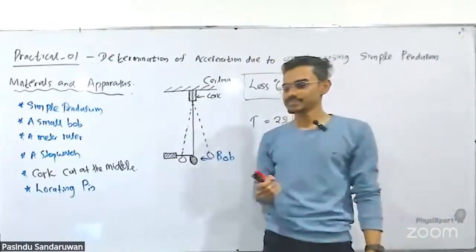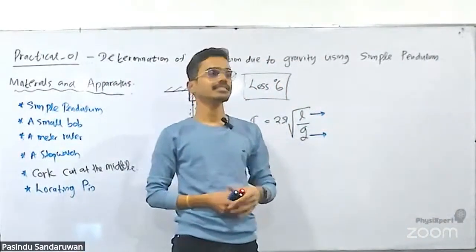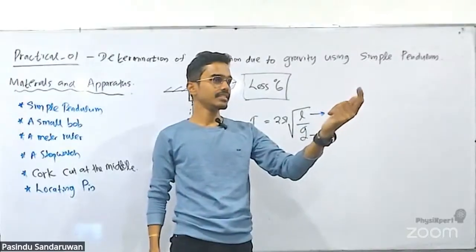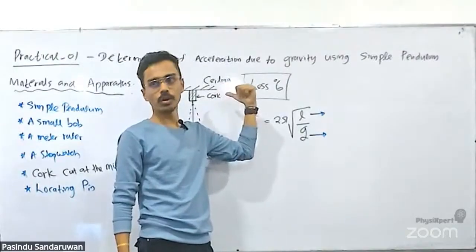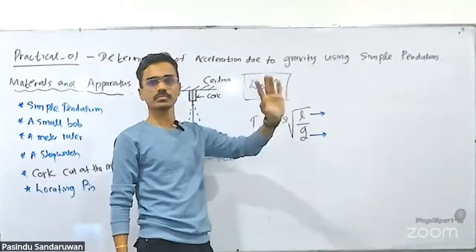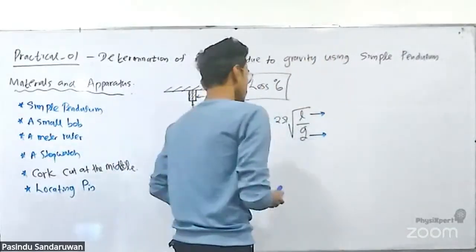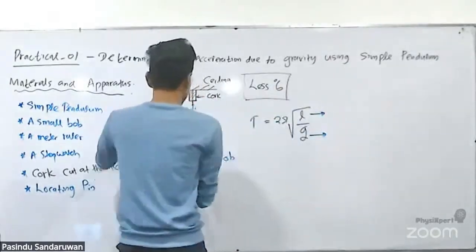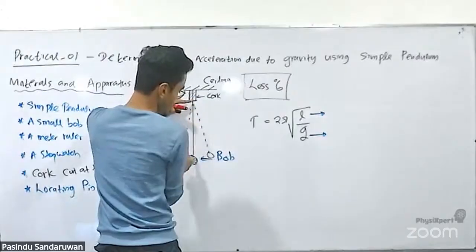What is it? Length from the attached point, or fixed point, to the center of gravity of the bob. Not the string, the center of gravity of the bob. So very important. Otherwise this is not the length. It should be measured from here to the center of gravity.